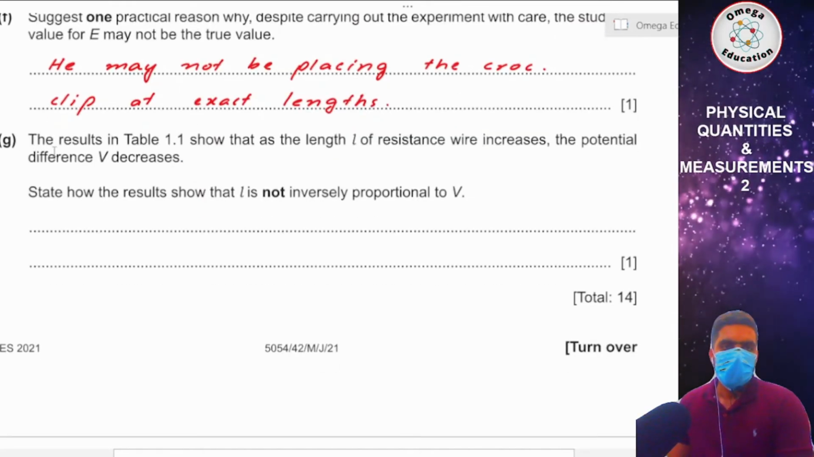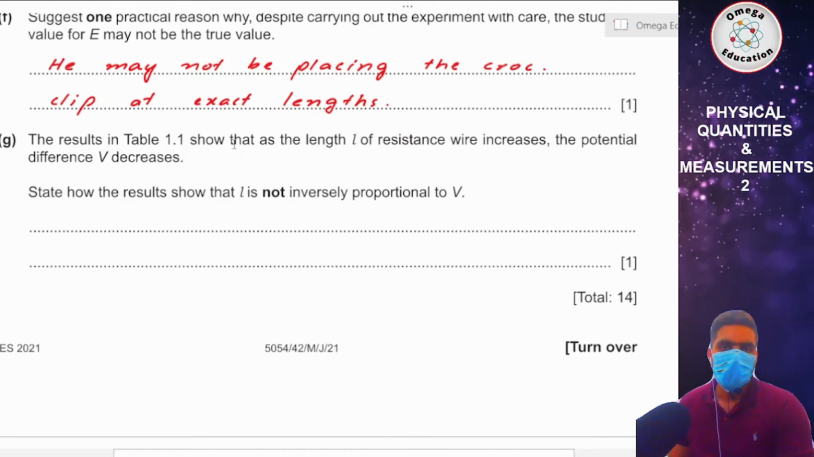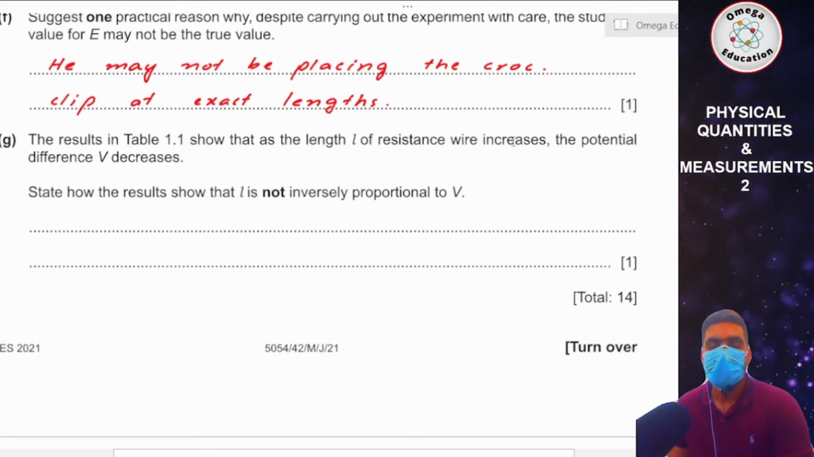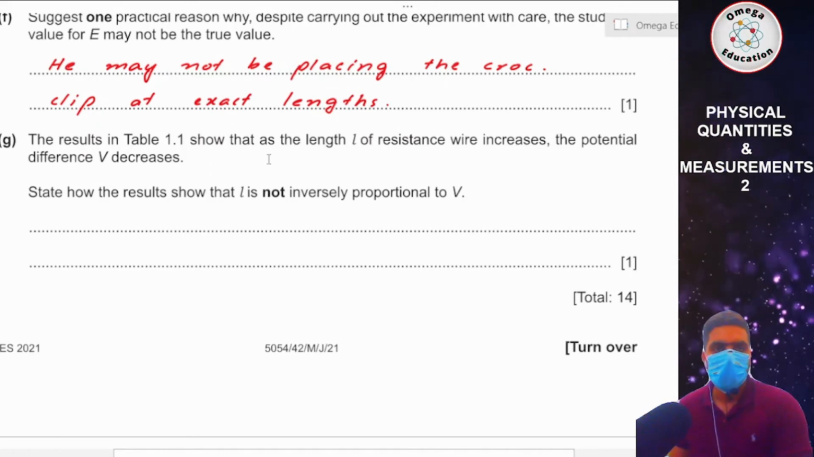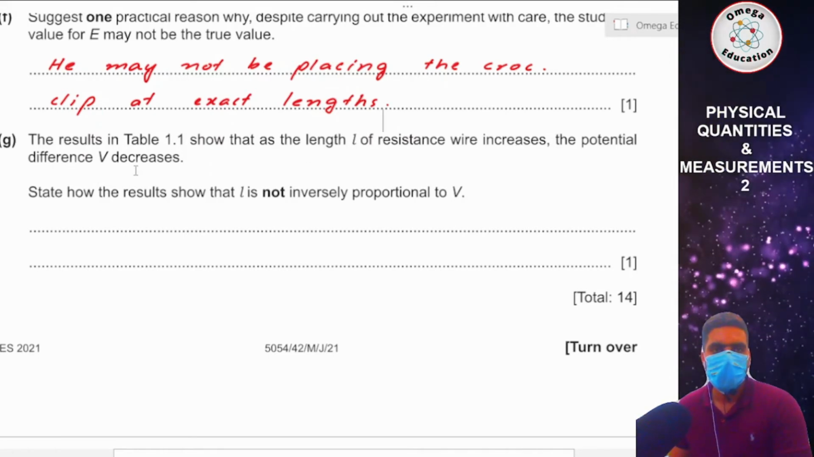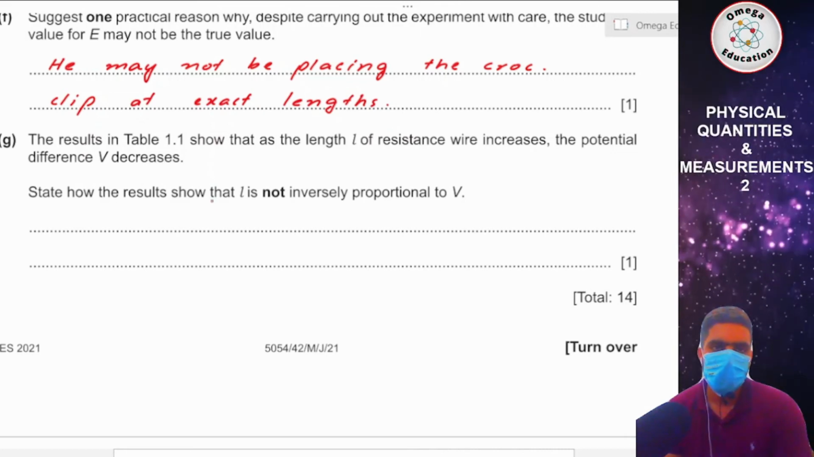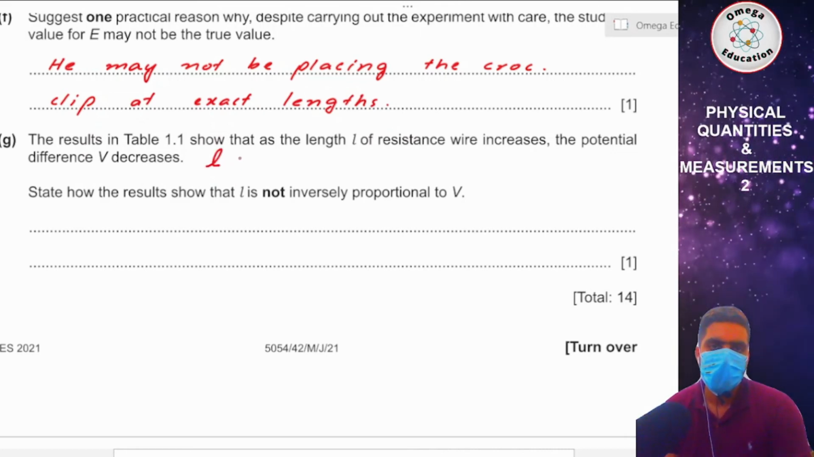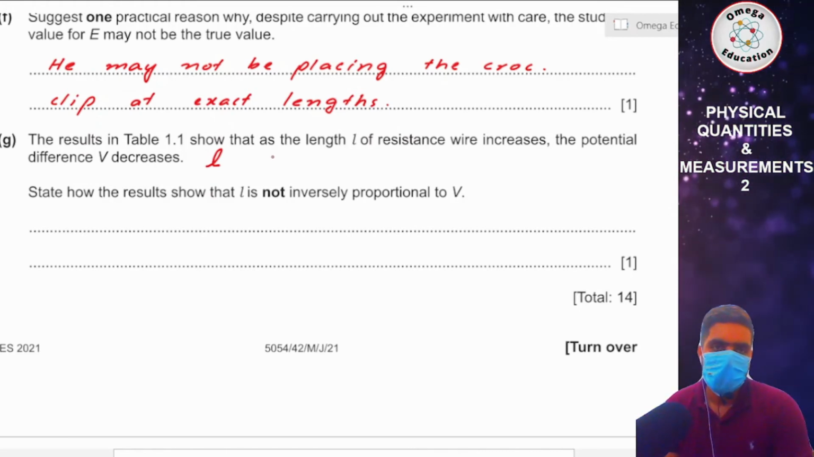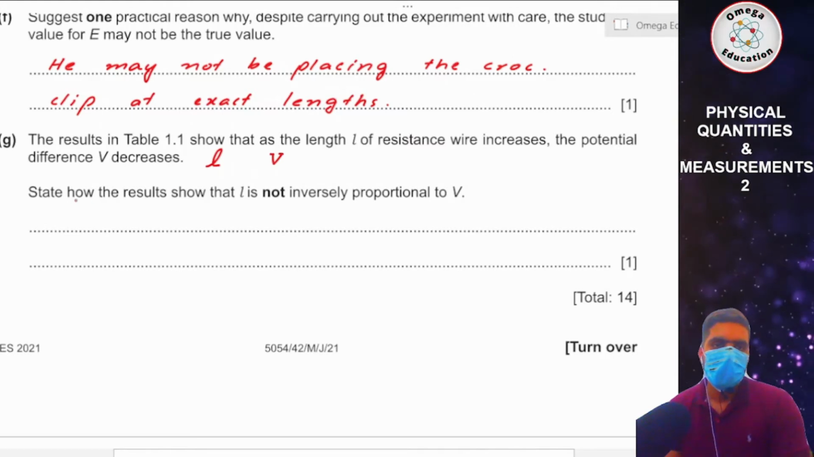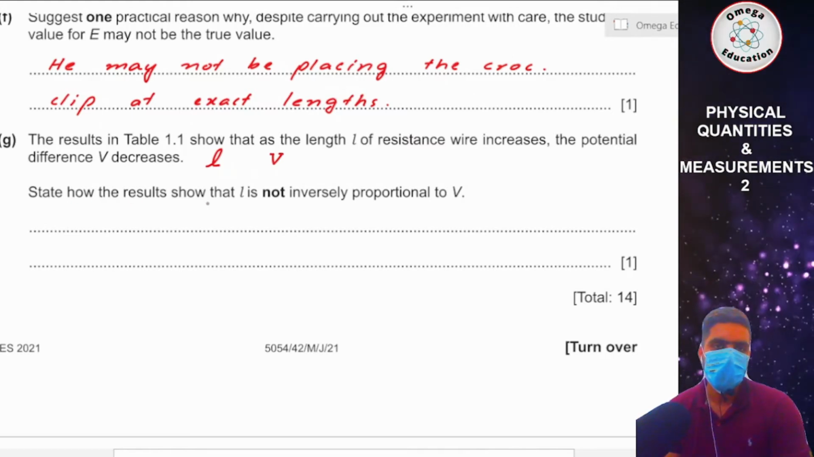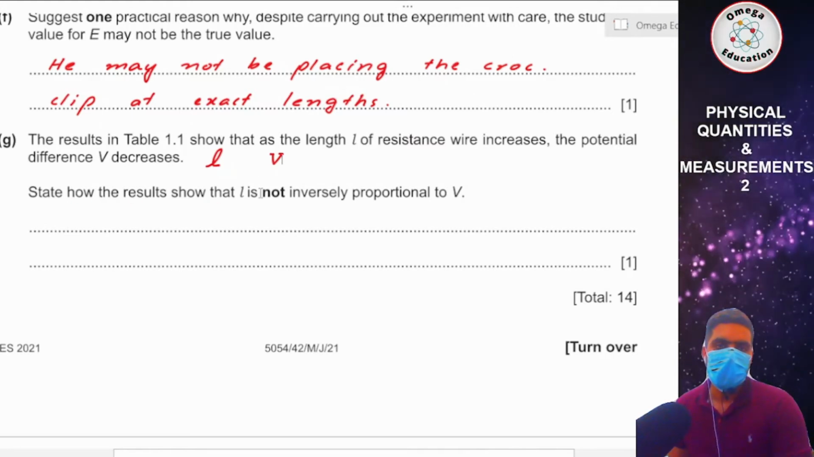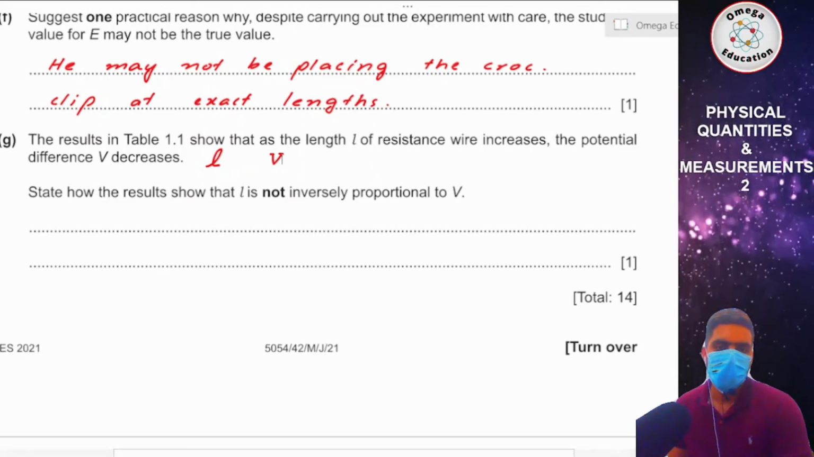Part G. The results in table 1.1 show that as the length L of the resistance wire increases, the potential difference V decreases. So what they're saying is when the L increases, the potential difference decreases. State how the results show that L is not inversely proportional to V.